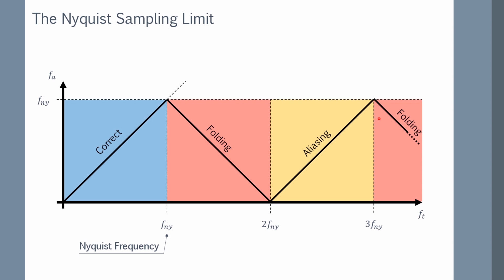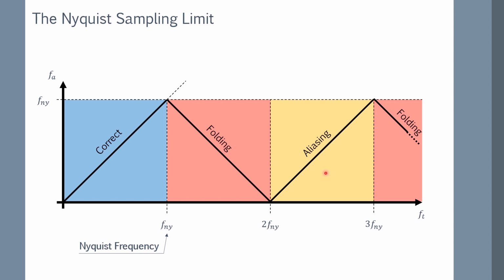And if we are in this yellow region, then we still get the direction of the signal correct, but now we get the frequency wrong. So the frequency is actually between 2 and 3 times the Nyquist frequency, but we can only see between 0 and 1 Nyquist frequency. So we get the frequency wrong.